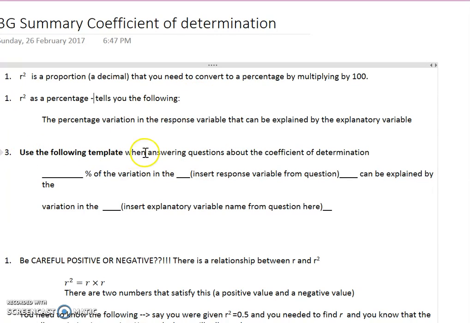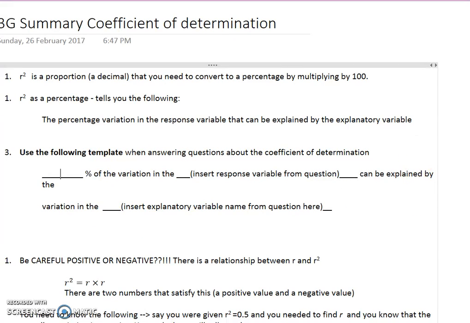You use the following template when answering questions about the coefficient of determination. You have to convert it to a percentage, so multiply by 100: the percentage of the variation in the response variable, whatever it is in the question, you have to write that down, can be explained by the variation in the explanatory variable from the question, whatever that was.